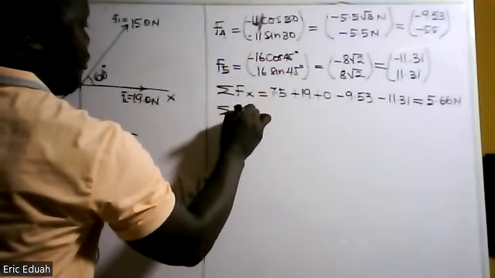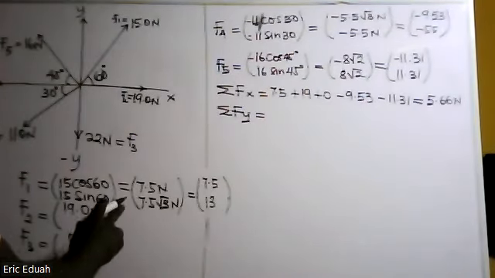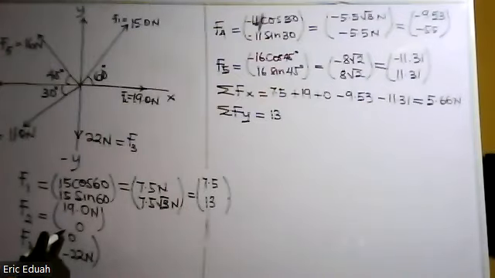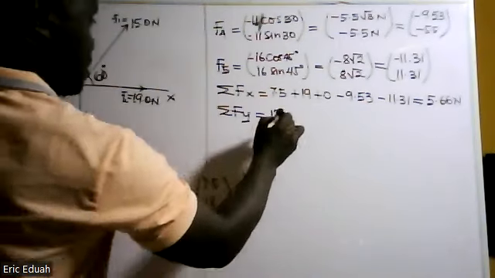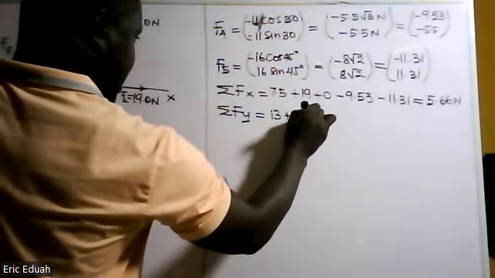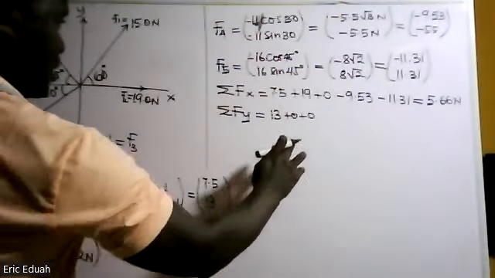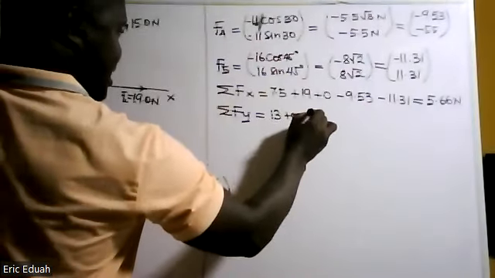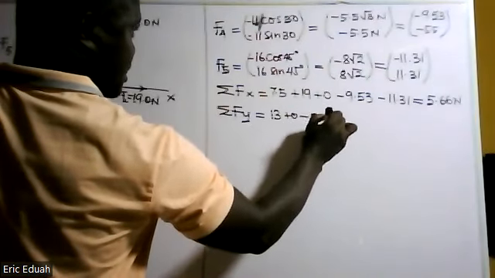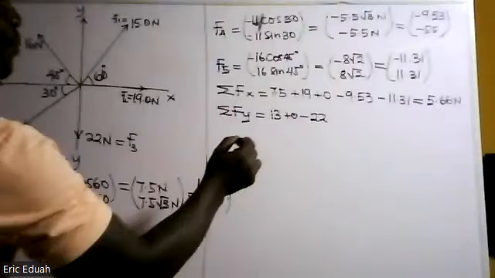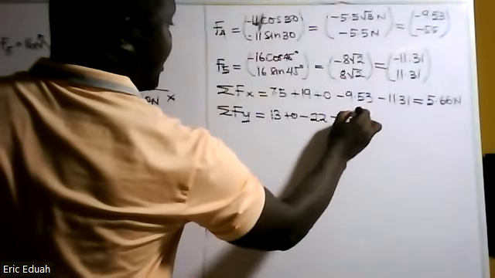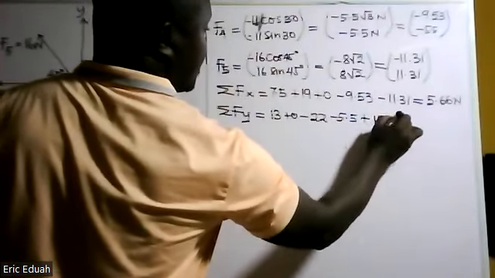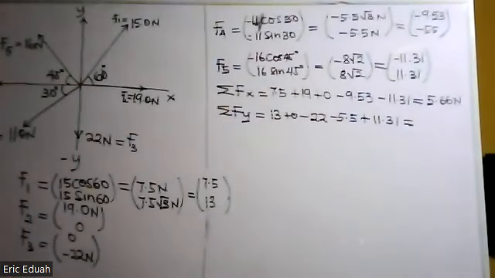Summation F of y. Here we have 13, we have 0, plus another 0, minus 22 for F3, F4 minus 5.5, F5 plus 11.31. Okay, sum it up for me.